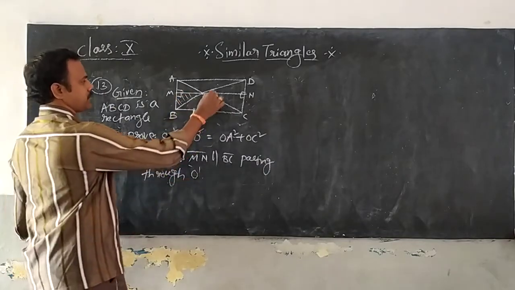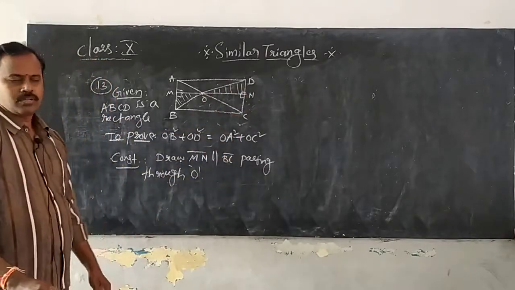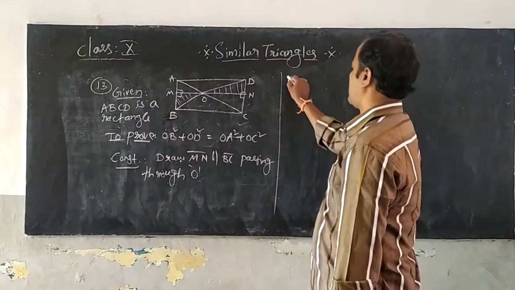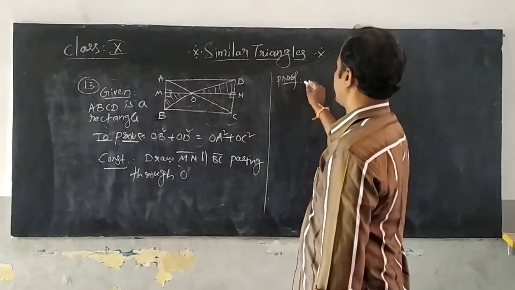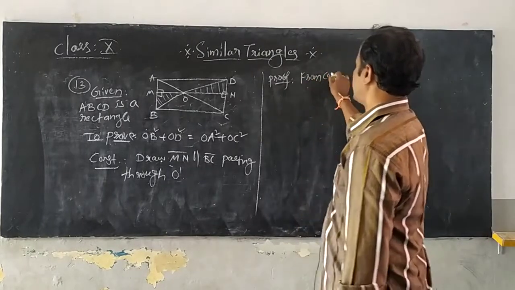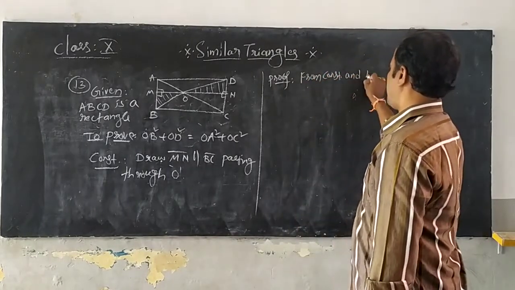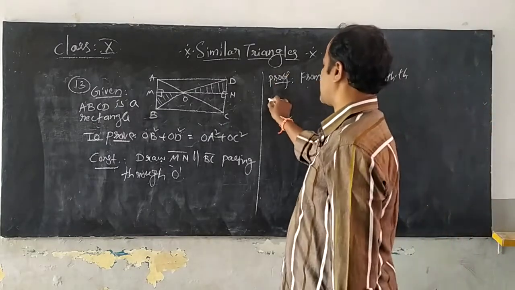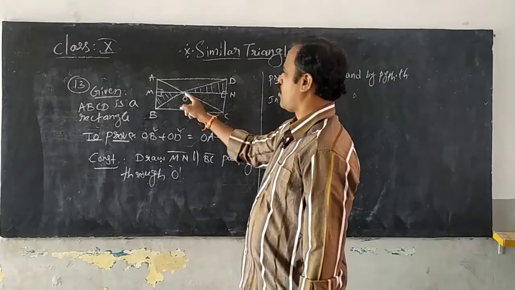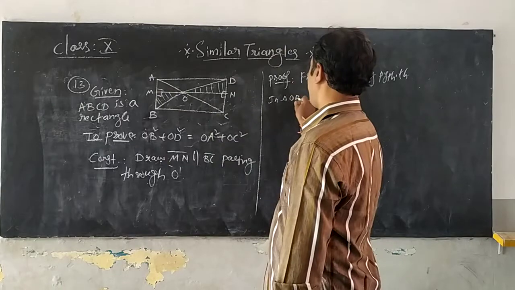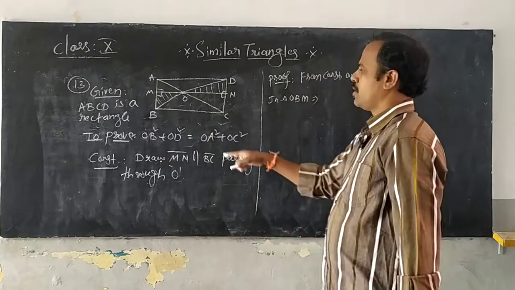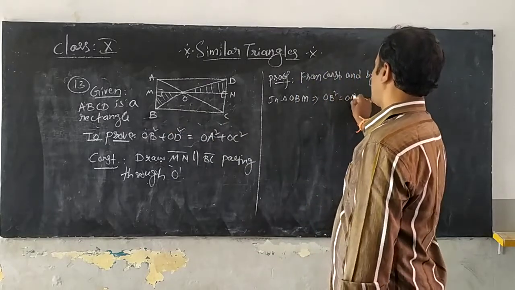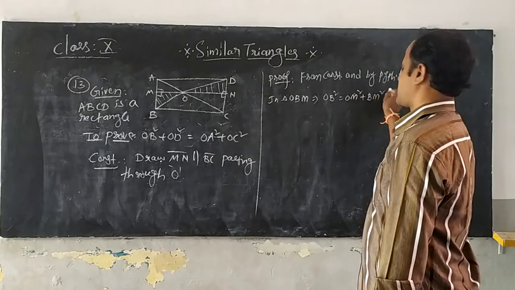Now you observe here the right angle triangles. This is one right angle triangle. This is another right angle triangle. Clear? Right. From construction now we are going into the proof. We write here proof: from construction and by Pythagoras theorem, I read all the triangles. In triangle OBM, OB square is equal to OM square plus BM square.